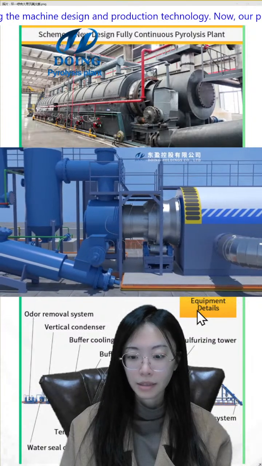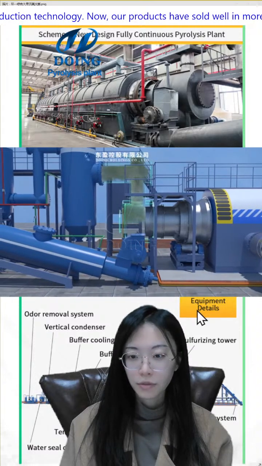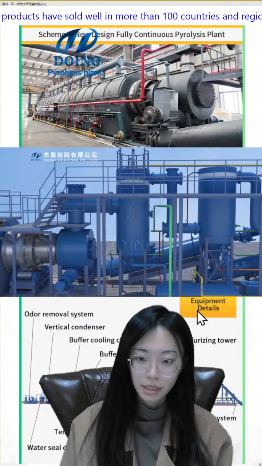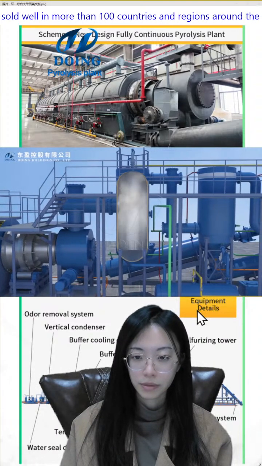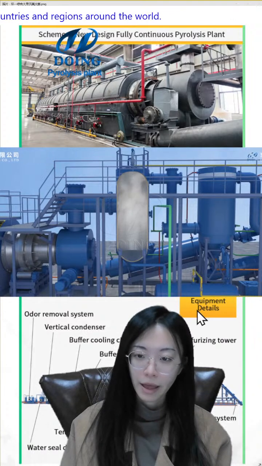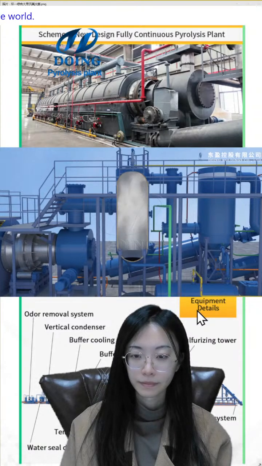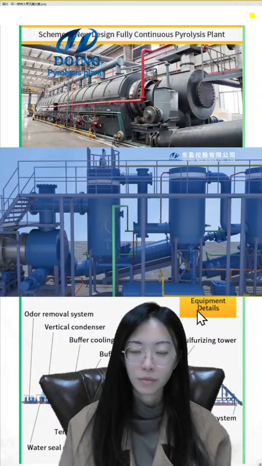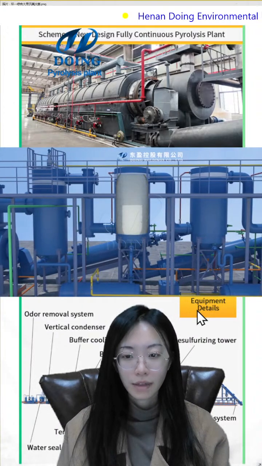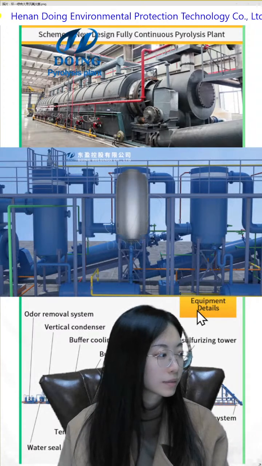And then we can get this flue oil from the flue gas from the outlet, and it will get into the condensation system to condense them into the oil. This is the buffer tank to slow down the speed and discharge the carbon black. And then we will have 3 buffer tanks to cool them down, and also they can slow down the speed.